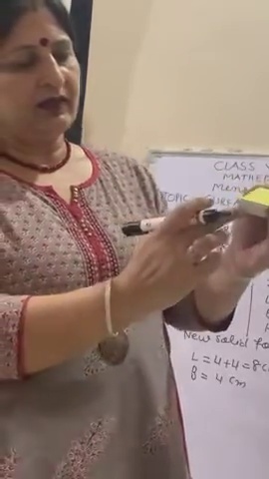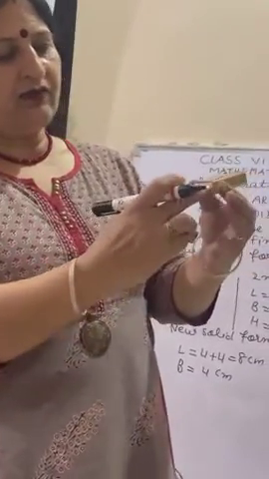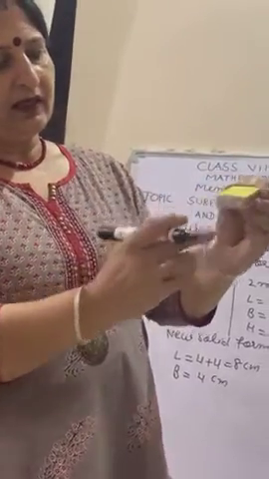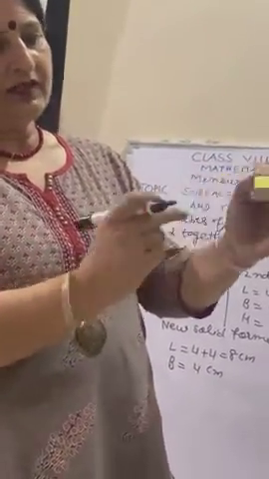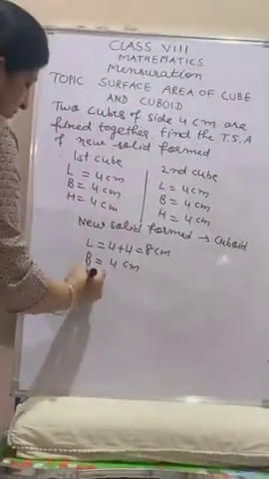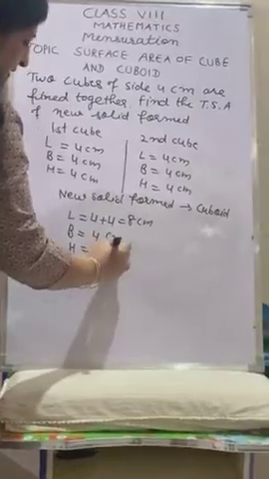The height will also remain the same, no doubling. It is the height of the first cube, it is the height of the second cube. When we fix them together, there is no change in height. Height will also be 4 centimeter.